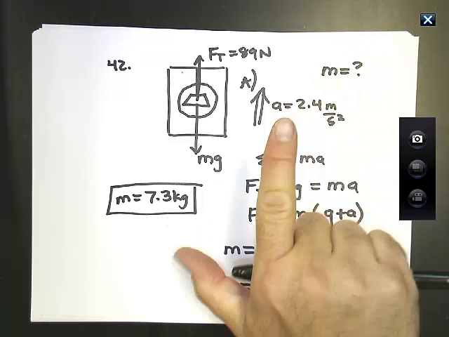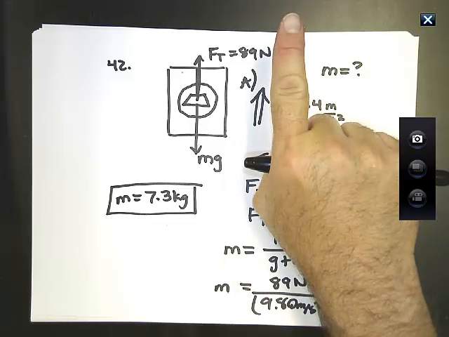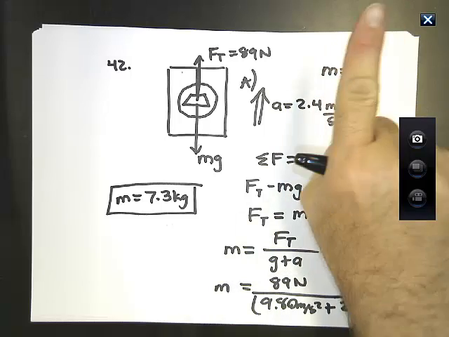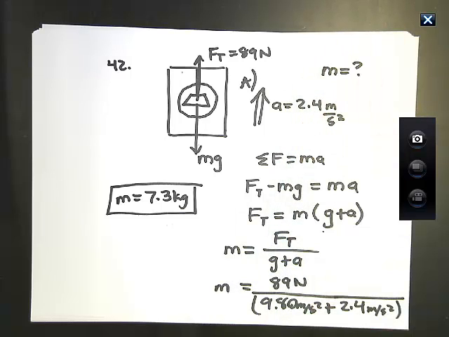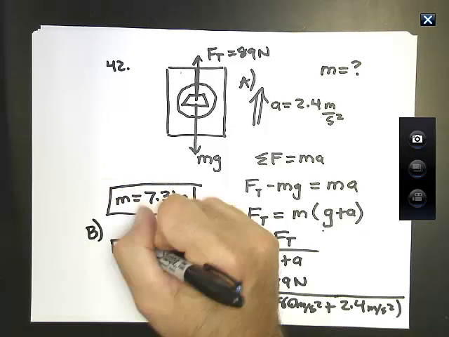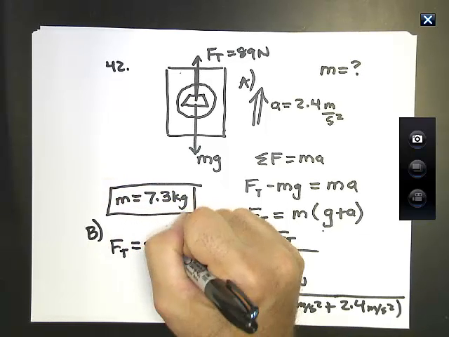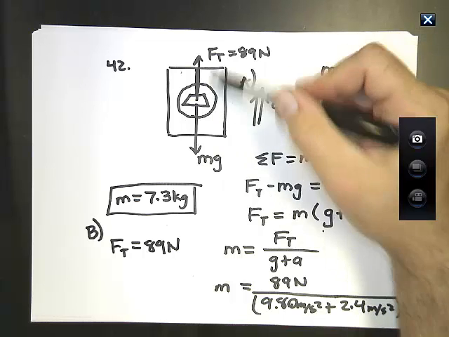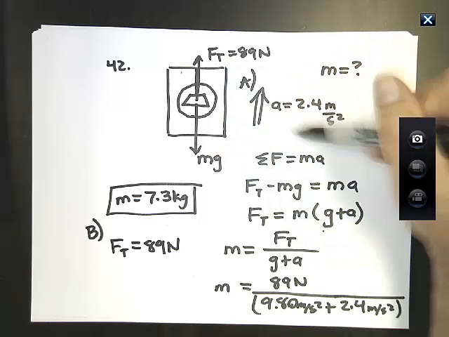So it doesn't matter if it's heading upward and speeding up or heading downward and slowing down. The acceleration is still upward, 2.4 meters per second squared. The tension is going to be exactly the same. So in part B, we'd say tension 89 newtons. Okay? Our work is just the logic that nothing has changed. The direction of motion doesn't matter. In this case, it's the direction of the acceleration.